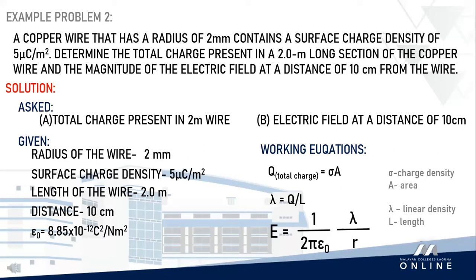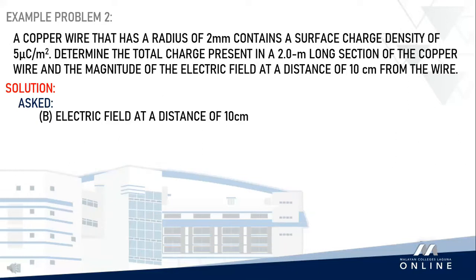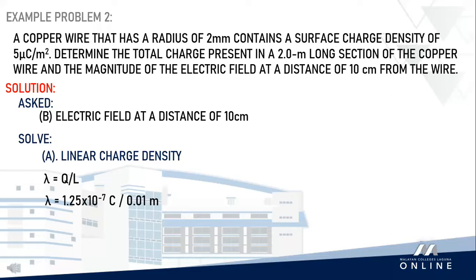In finding the electric field, this equation shall be used, since this is a charge in a cylindrical Gaussian surface. For point B, we are asked to calculate the electric field at a distance of 10 cm from the wire. We are interested in finding the value of linear charge density first by using the formula charge over L. Let us substitute this. Our value would be 1.25 times 10 raised to negative 5 coulomb over meter.